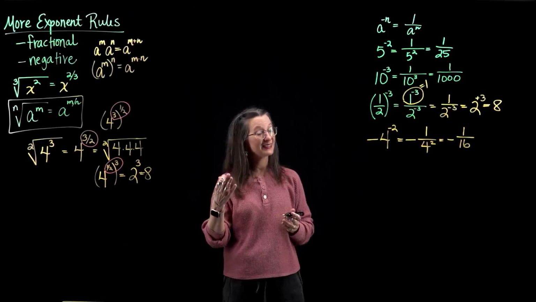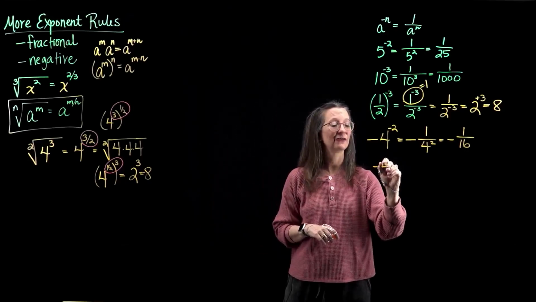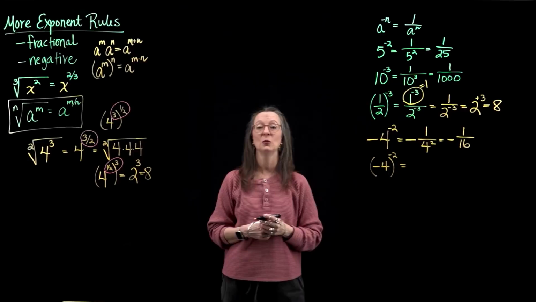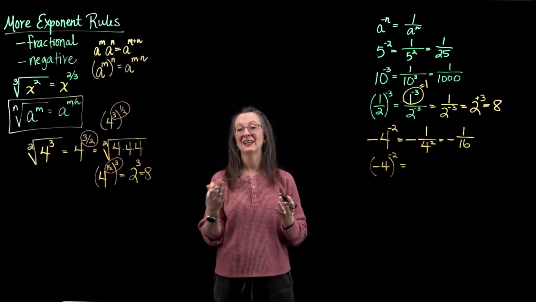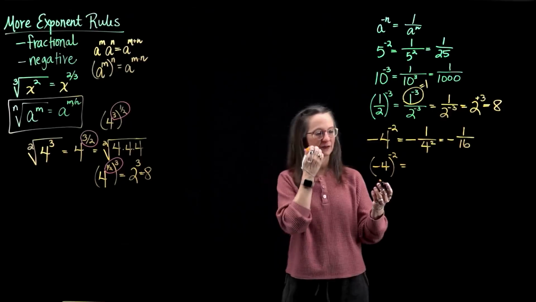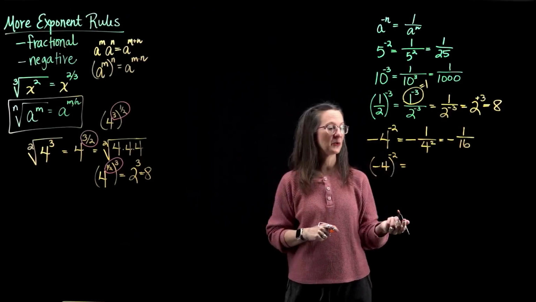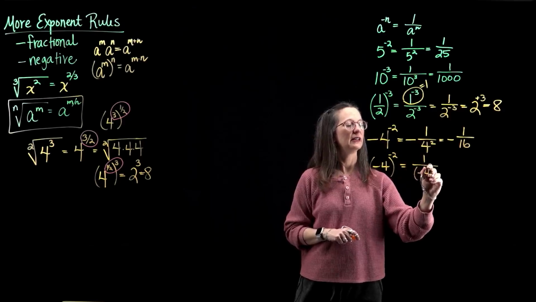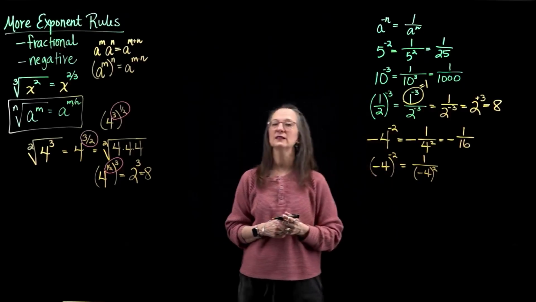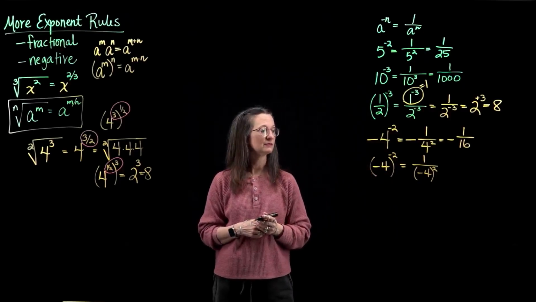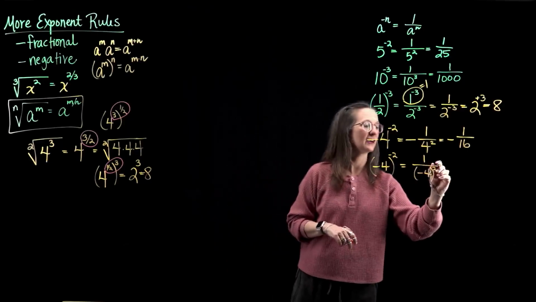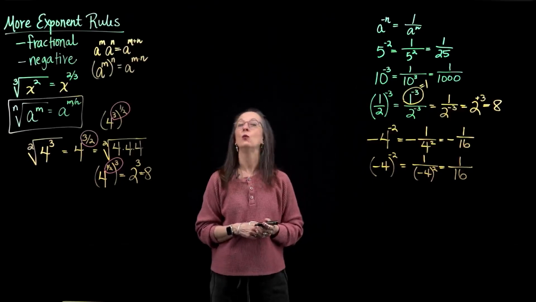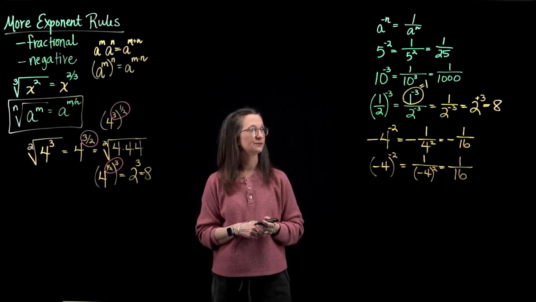Now this is not the same as negative 4 in parentheses to the negative 2 power. In that situation, because the negative is inside the parentheses, this would be rewritten as 1 over negative 4 in parentheses squared. And negative 4 squared is just 16. So my final answer would be 1 over 16.